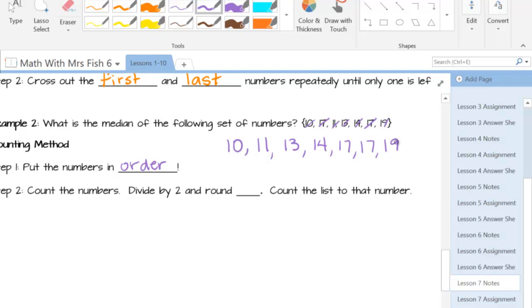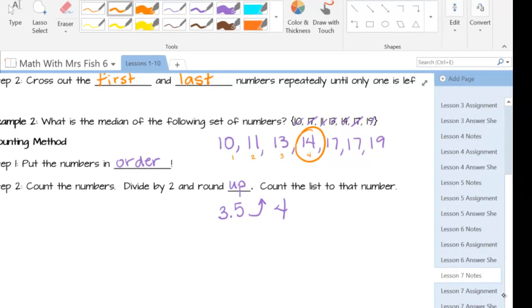So there's seven numbers. In fact, look here: count the numbers, divide by 2, and round up. Half of 6 is 3, so half of 7 is 3.5. We round that up, and we get 4. We're going to count the list to that number. 1, 2, 3, 4. Boom. That's the median. That's the middle. That is the end of lesson 7. We're going to look at lesson 8.